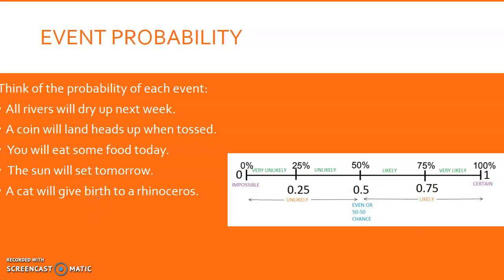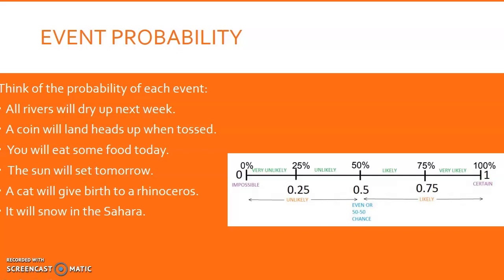How about the possibility that a cat will give birth to a rhinoceros? Well, unless medical science and genetics has advanced far beyond what I thought possible, I would say that that is impossible. The chances of that is completely unlikely. So that would be labeled as impossible.